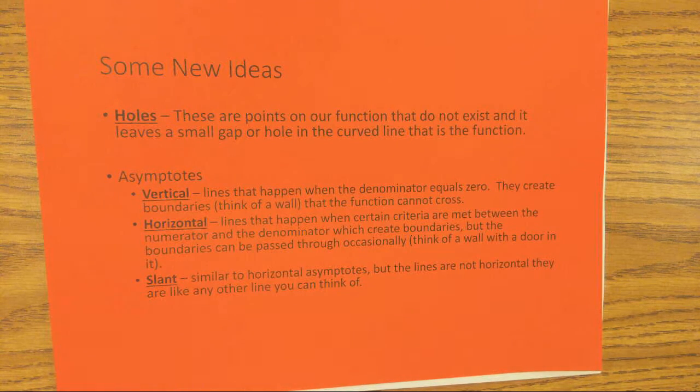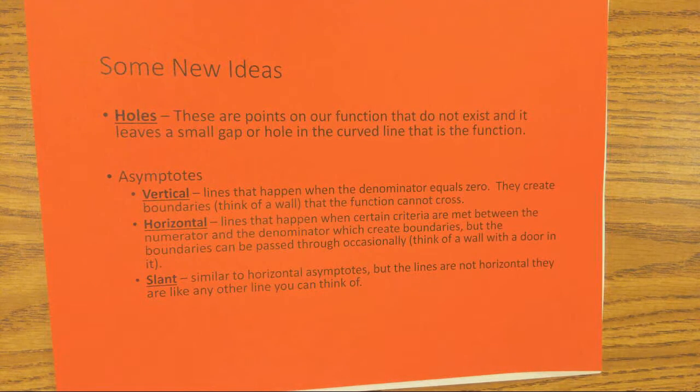The next one, horizontal asymptotes, are lines that happen when certain criteria are met between the numerator and the denominator, which create boundaries, but the boundaries can be passed through occasionally. You want to think about them like a wall with a door in it. So the line can kind of pass through it, but the only time it'll pass through it is like when it's really close to the origin. And a lot of times these horizontal asymptotes primarily come into play when we're thinking about the end behavior of our function.